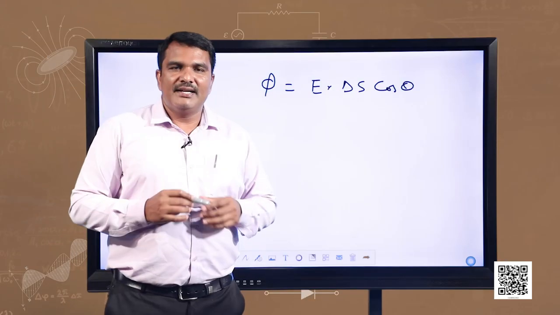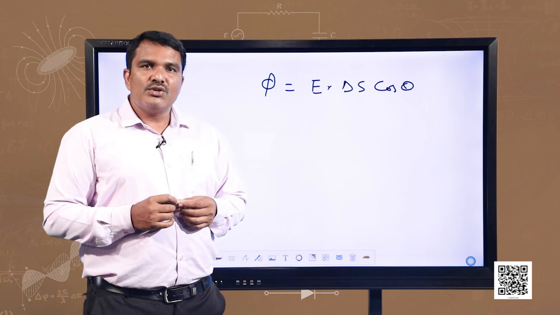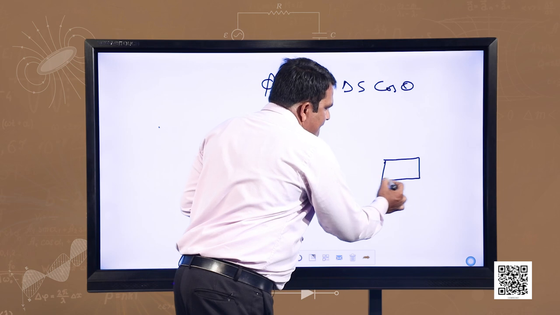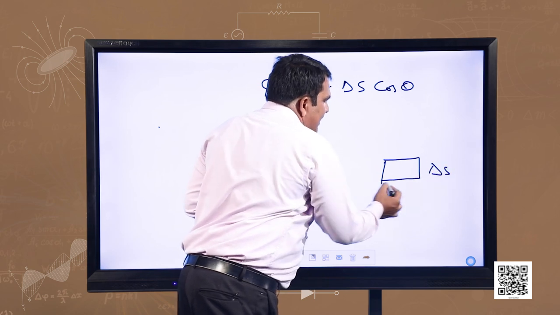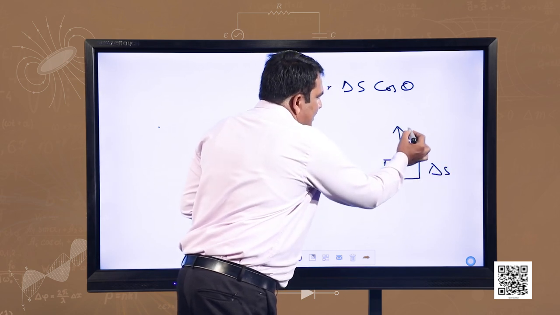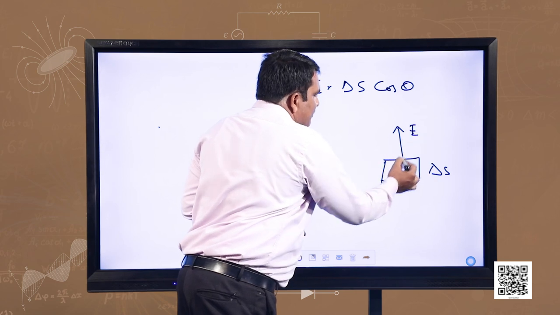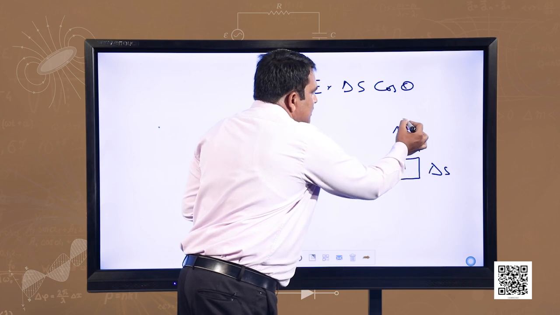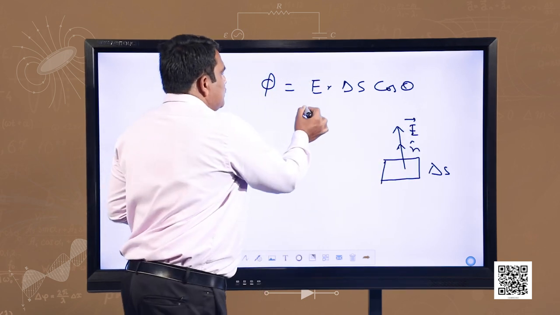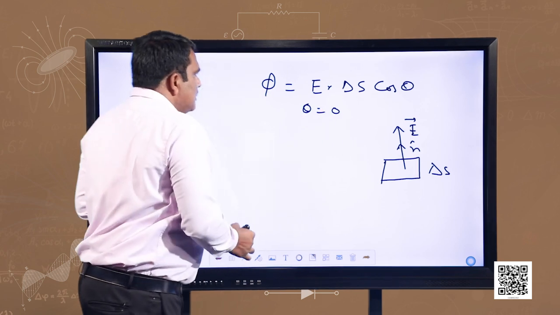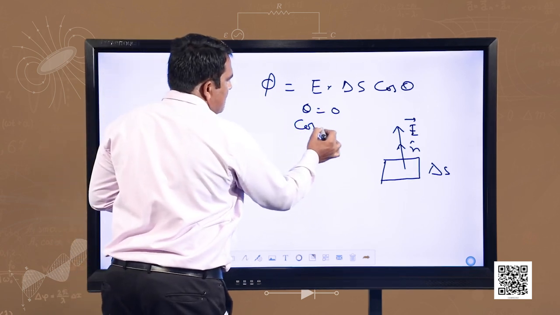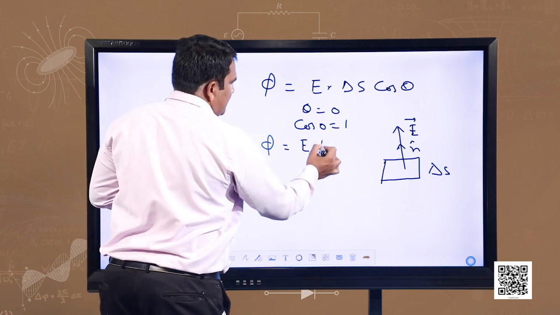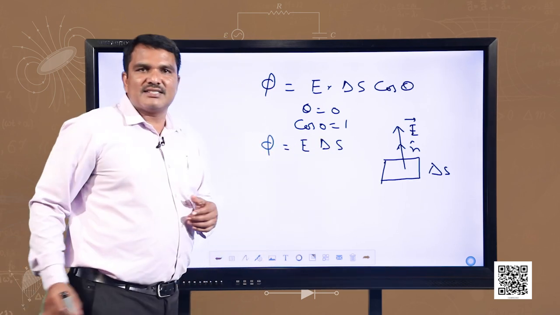If area element delta S is placed normal to electric field, this is your delta S and it is placed normal to electric field. So, angle between electric field and normal to the area element becomes 0, theta becomes 0 and cos 0 is 1. So, your flux becomes maximum, that is E into delta S.